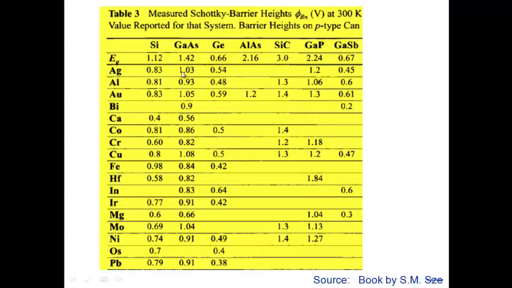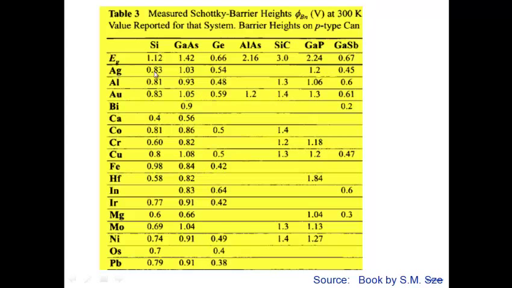On gallium arsenide, you deposit silver, you get a significant barrier height; aluminum, gold. Again, the message that I'm trying to convey is that whatever semiconductor you take, silicon, gallium arsenide, and you put a metal on top of it, you get a huge barrier height. That's a fact of life.